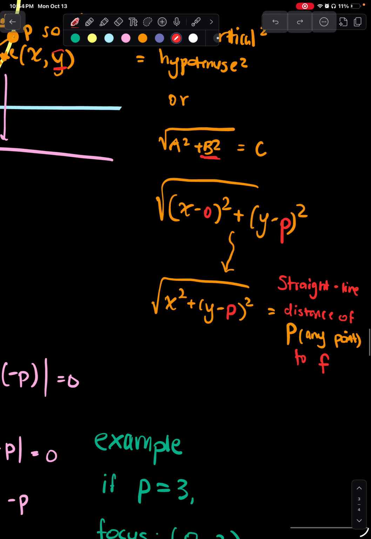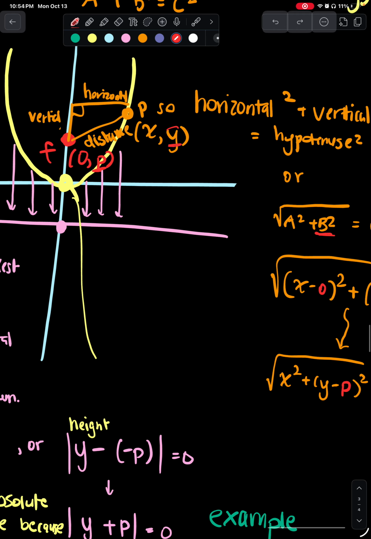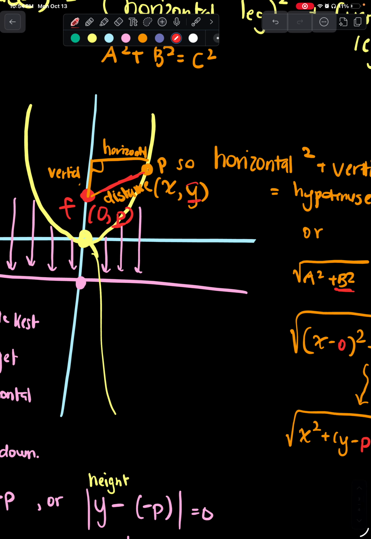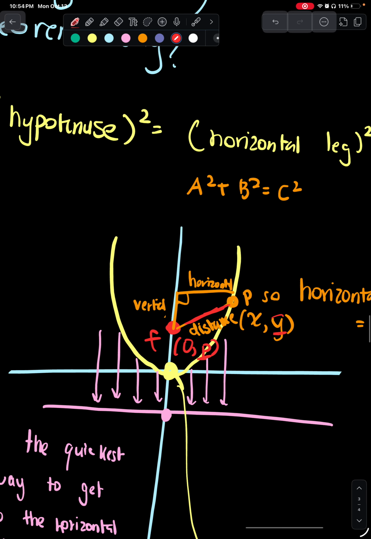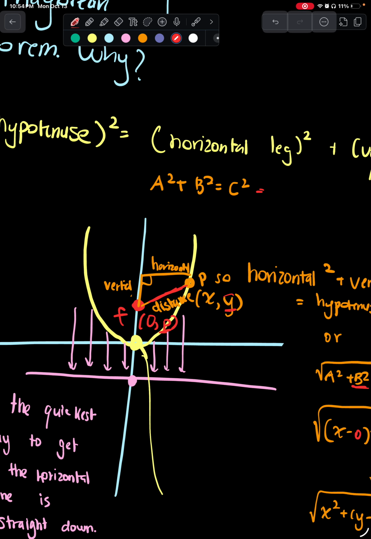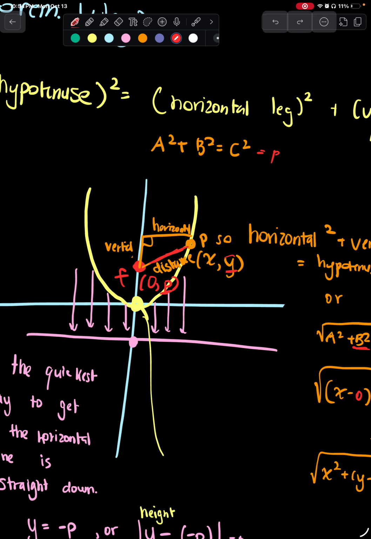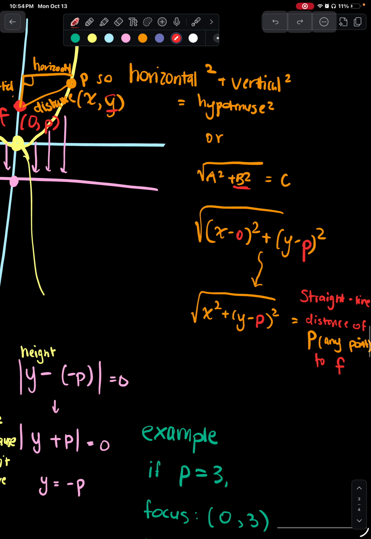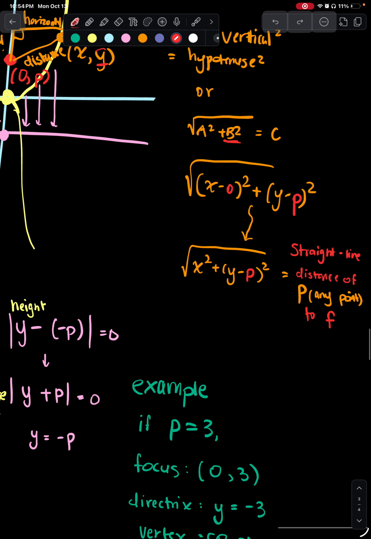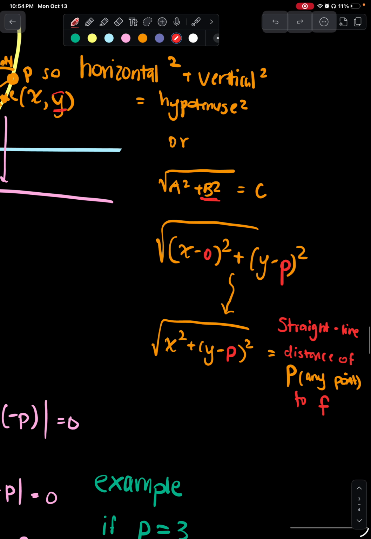And then it equals the straight distance of any point to the focus, which is this right here, also known as the hypotenuse. That's why that's c. C squared equals, let's say p squared, but we're getting rid of the square root anyway. So that p is equal to this. That's just what we're calling the distance. So that's everything for the focus part.